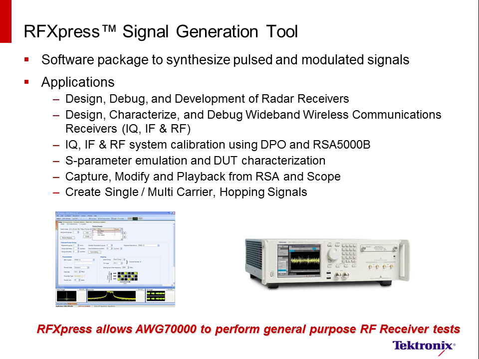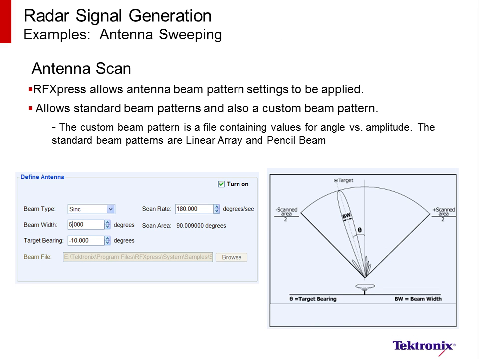When designing, testing, and maintaining complex radar receivers, a flexible and accurate signal source is required. The Tektronix RFXpress Signal Generation Tool makes the signal creation process easy. Precise amounts of impairments, such as noise and interferers, can be added to test the robustness of the receiver design. One example of a signal that you can make with RFXpress is a radar signal that from the receiver's standpoint is coming from a sweeping antenna. You can set the scan rate and the beam pattern to standard patterns such as linear array or pencil beam.